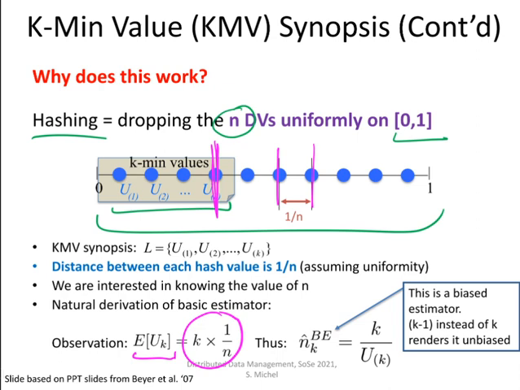Now we're just solving this equation for n, and voila, we get our estimator, which in this case is a biased estimator, k divided by uk. But this is the way you derive this estimator, and it shows why the sketch is working. If you use k-1 instead of k, as on the previous slide, then the theory in the paper shows that the estimator is unbiased.